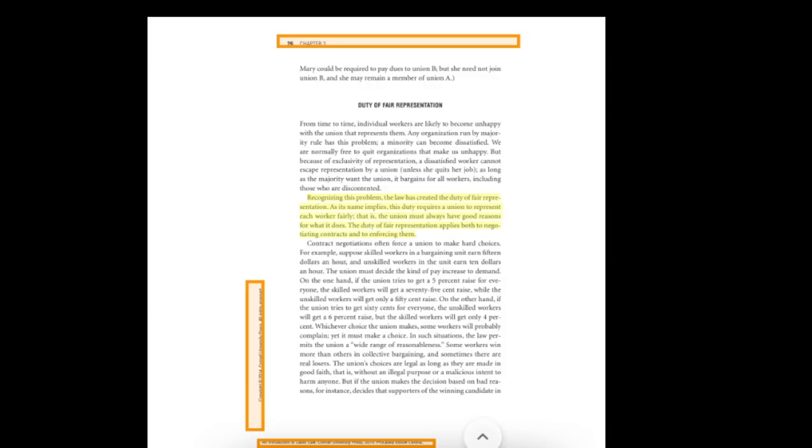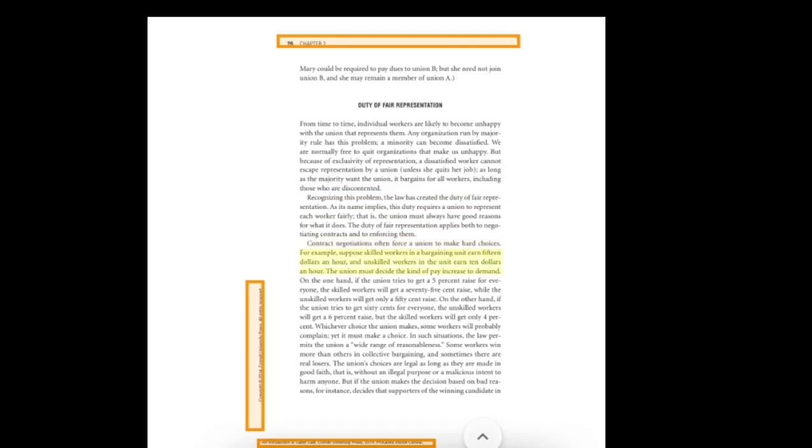Recognizing this problem, the law has created the duty of fair representation. As its name implies, this duty requires a union to represent each worker fairly, that is, the union must always have good reasons for what it does. The duty of fair representation applies both to negotiating contracts and to enforcing them. Contract negotiations often force a union to make hard choices.